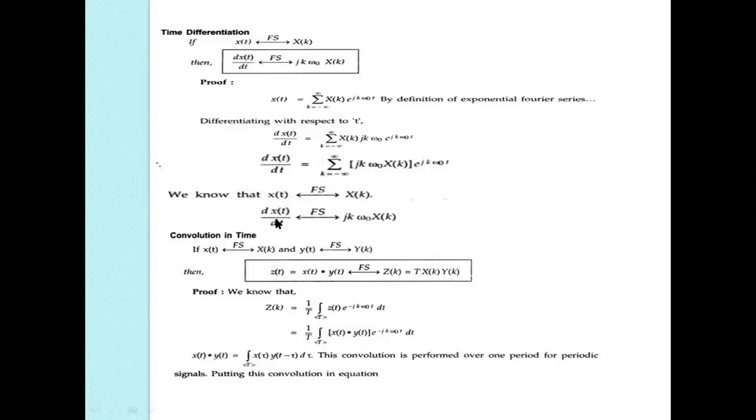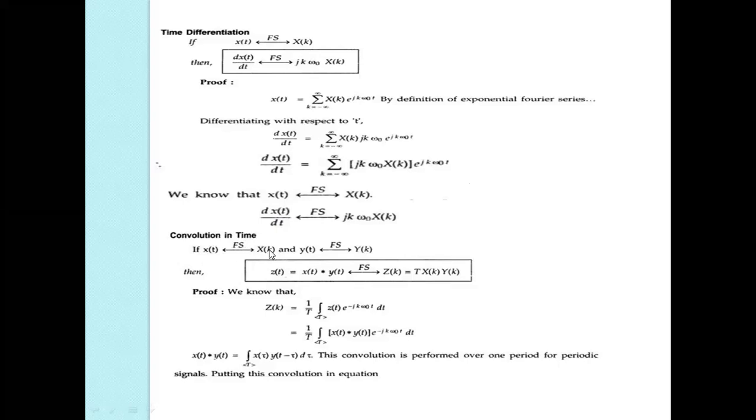So the same thing, the d by dt of x of t, the Fourier series is jk omega naught into x of t. The next one is a convolution in time, the sixth property, convolution in time. All these properties are very important, my dear students. Be careful and listen carefully.